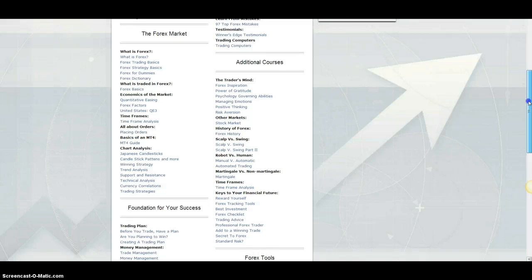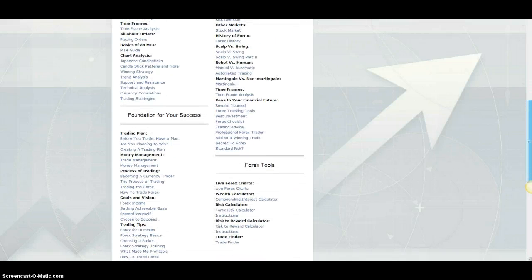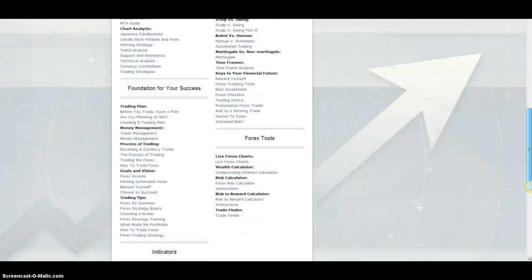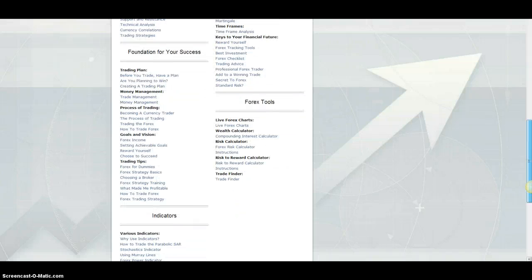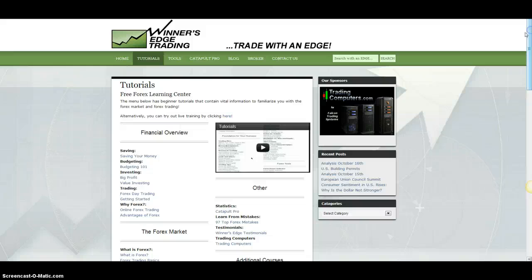The basics of Forex, creating a trading plan. We have links to our Forex tools, indicators, all kinds of stuff here. In the Forex tools, that's actually what we're going to take a look at next. So we're going to go take a look here.